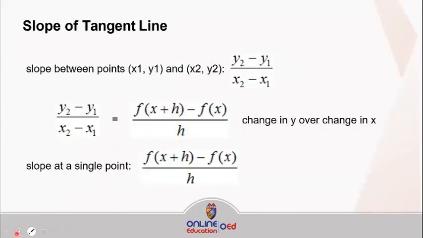Additional example lang natin sa tangent line, kasi kanina 'di ba may mga sinolve din tayo for the tangent line. So we have here yung example natin, slope between the points x1, y1 and x2, y2. Kasi ang formula natin for the slope again is y2 minus y1 over x2 minus x1. Formula lang siya. Ito is application lang din for the change in y over change in x. And then for the formula for the slope at a single point, we have f of x plus h minus f of x over h.